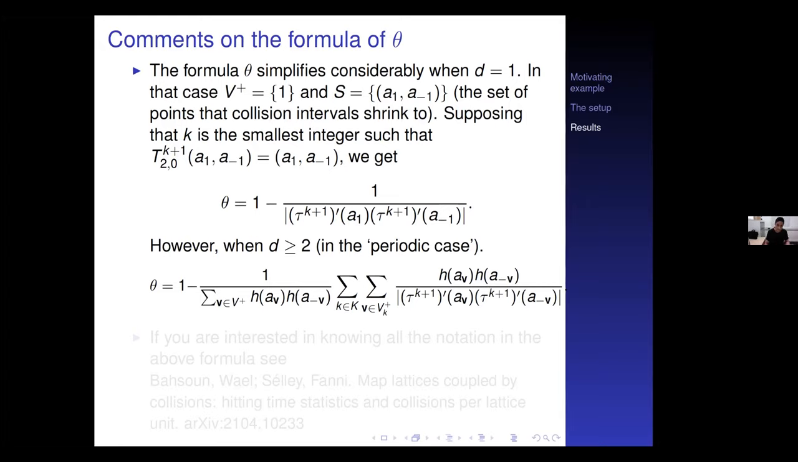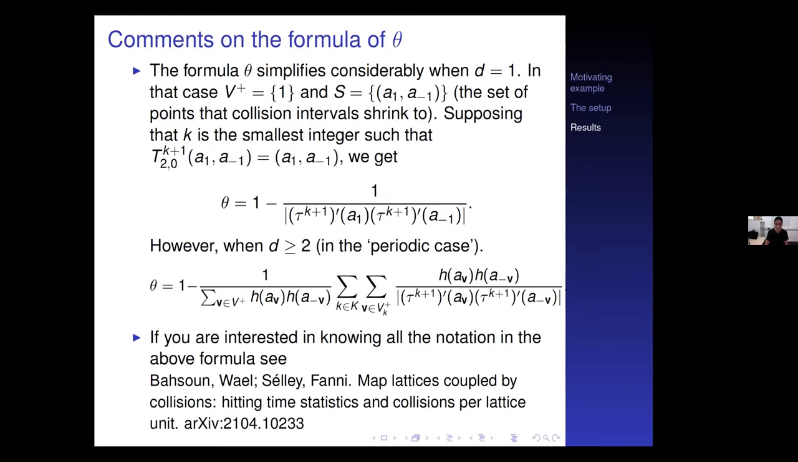So I'm not going to define all these quantities and terms here. If you are interested, have a look at the preprint on arXiv.